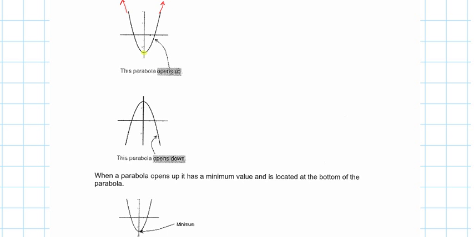Now, if it opens up, that means it has a minimum. If it opens down, it has a maximum value. Are you okay with that? So far, probably the easiest thing we learned.